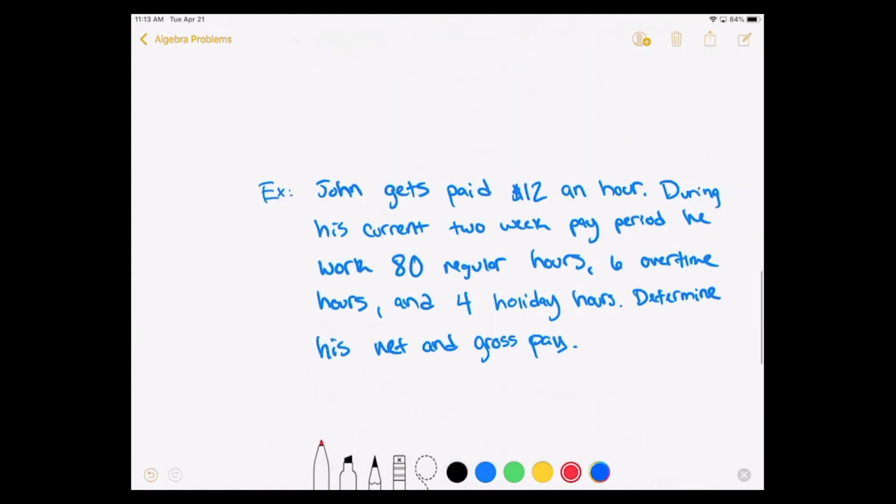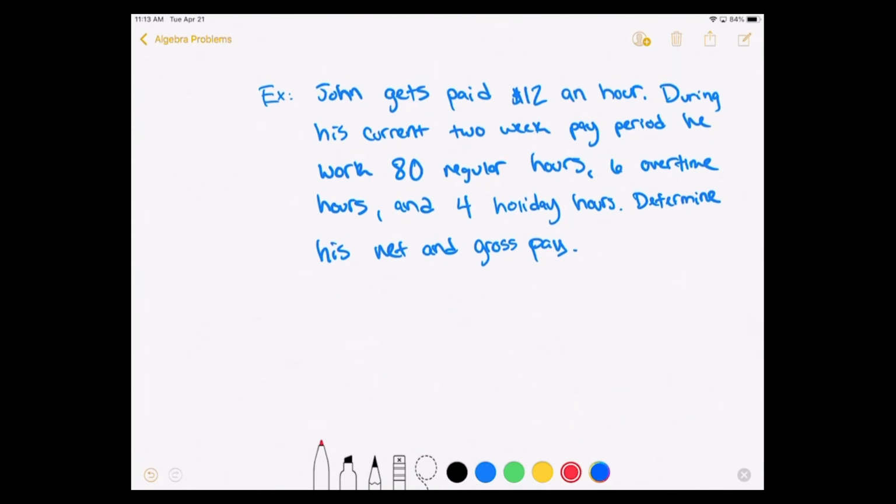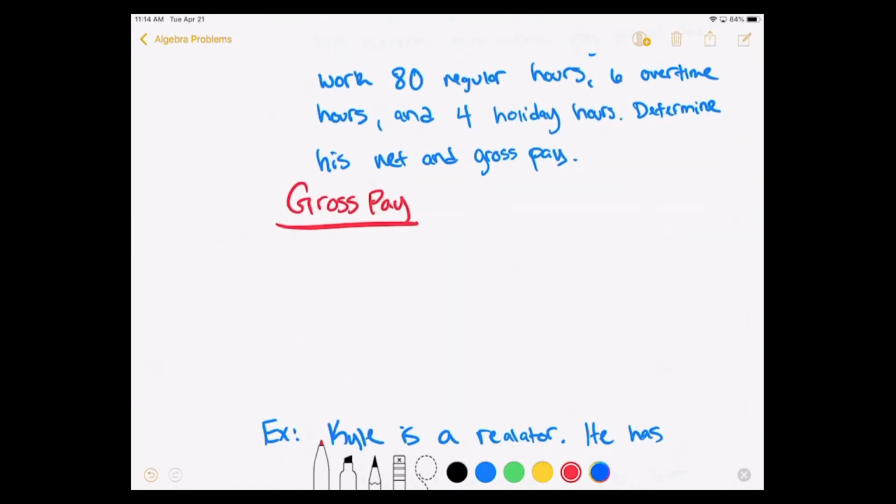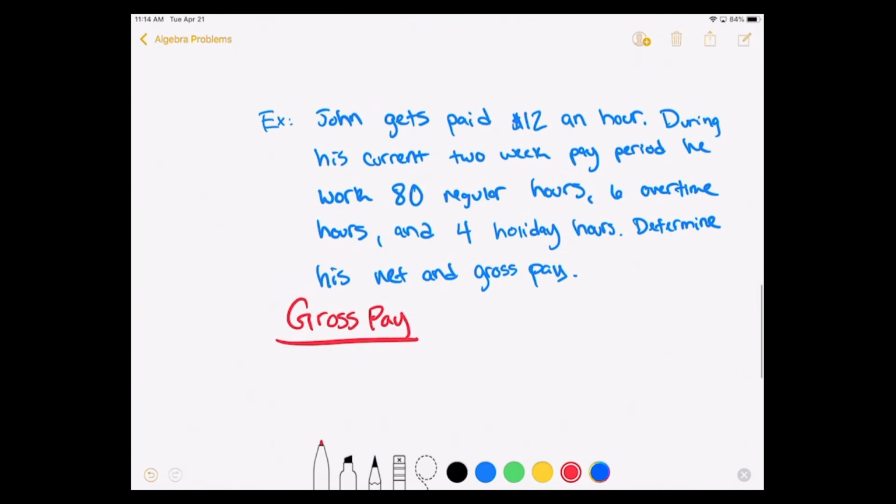So basically on these problems, you just need to figure out what your gross pay is. That's just how much you got paid, including all of your hours. So that's where we're going to start. We're going to start with our gross pay.